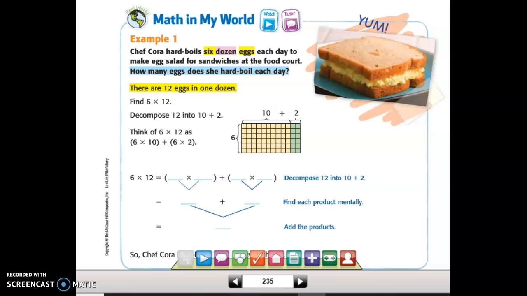First step is to decompose 12 into 10 plus 2, which, as we did on the area model, looks like this. We have the 10 and the 2 over here. So then we think of 6 times 12 as 6 times 10 and 6 times 2, because we've got 6 times 10 and 6 times 2. I like to call this the rainbow property. You see kind of a rainbow arch pattern. You'll see it again here in just a second.